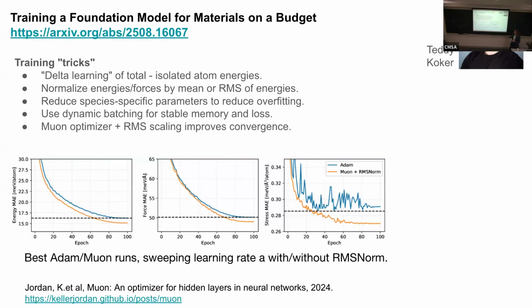But there are also a lot of practical things, like when you do your batches, making sure they're balanced so that you have roughly the same number of atoms when you're batching, making sure that you're not able to overfit to species-specific things, normalizing your forces and energies in particular ways, and predicting energies not as just the raw number coming out of the simulation, but relative to the energies of isolated atoms. So all these little things really do add up.